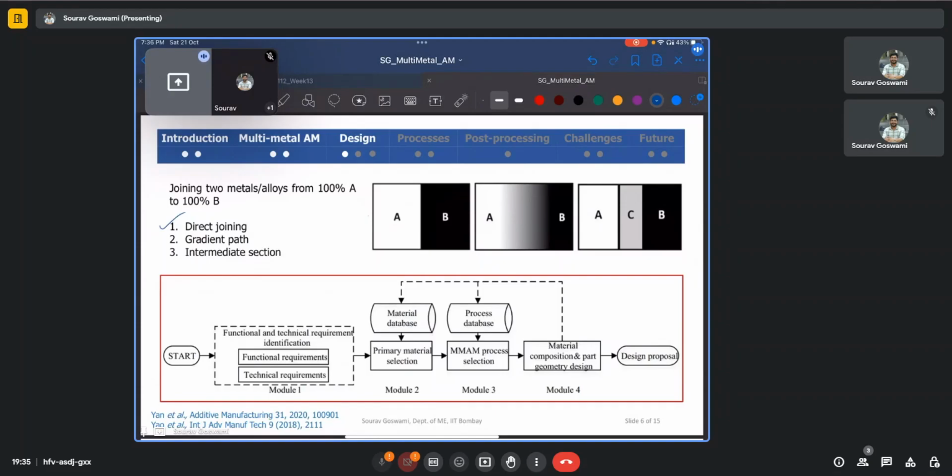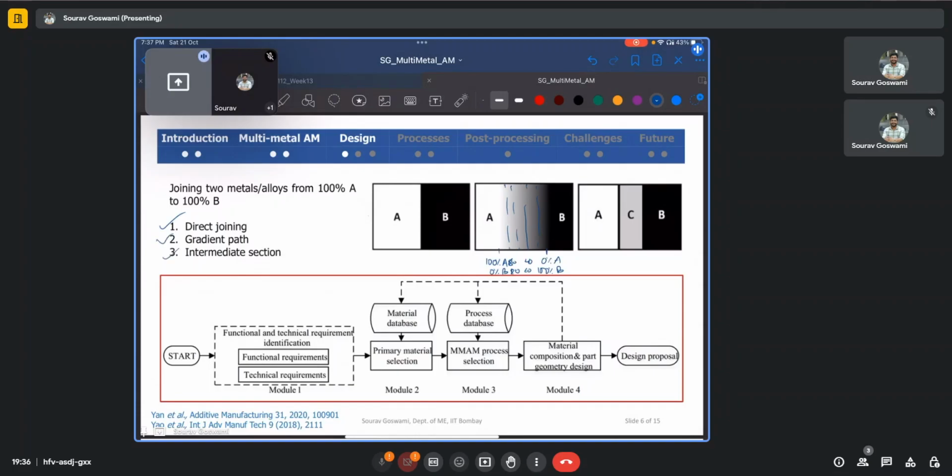The other can be a gradient path where we progressively vary the amount of materials. Say in this case, you have 100% A over here and 0% B. And starting here, you have 100% B and 0% A. And say in between, you can have some steps of, say, 20% increments or so on. So here in the first step, you would have 80% A and 20% B. And some time down, you would have 40 A and 60 B and so on and so forth.